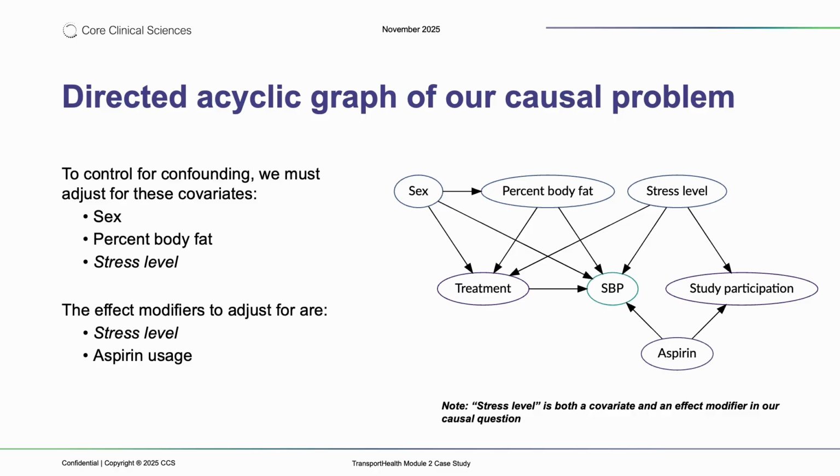Here you can see a directed acyclic graph, or DAG, of our causal problem. In this analysis, we want to control for confounding, and then we want to adjust for effect modifiers. Through our stakeholder engagement for this hypothetical example, we identified the following covariates to be adjusted for confounding: sex, percent body fat, and stress level. In addition, the effect modifiers that we want to adjust for are stress level and aspirin usage. So you can see here that in our example, stress level is both a confounder and an effect modifier.